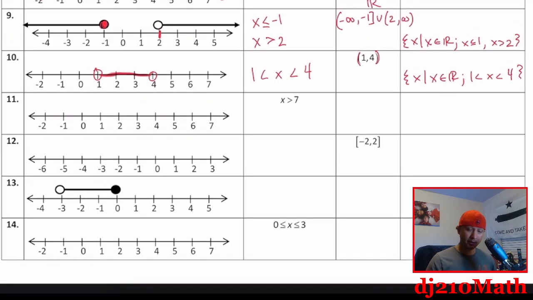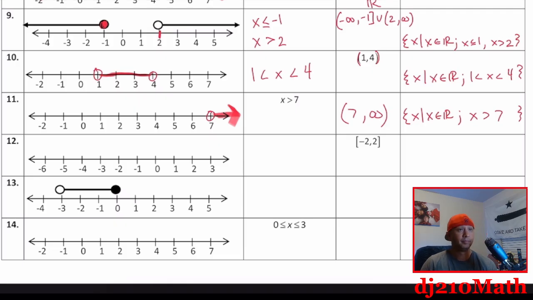All right, number 11. They say X is greater than 7, but not 7. So here we have an open circle at 7. X is greater than 7, so we go to the right. So from 7, parentheses, all the way to infinity, parentheses, because infinity always gets the parentheses. So the set notation, curly bracket, X such that X is a real number and X is greater than 7, but not 7.